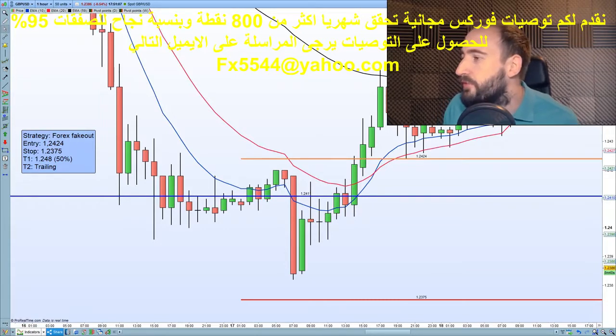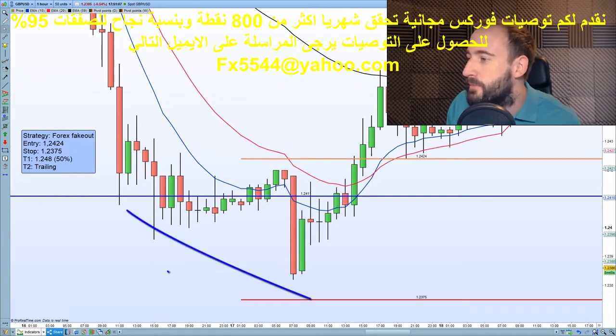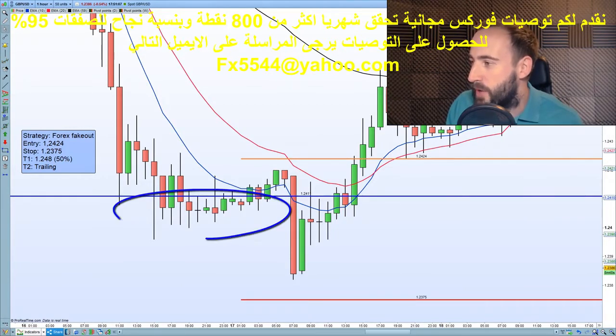Step 2, wait for a break of a level. We cannot have a false breakout until the market breaks above a resistance level or below a support level. Looking down on the hourly time frame on our cable example, our pound-dollar example, we can see the previous 2019 low marked up by this blue horizontal line. Now the price action comes down to it and it starts to break below it. It starts to give us a false breakout.